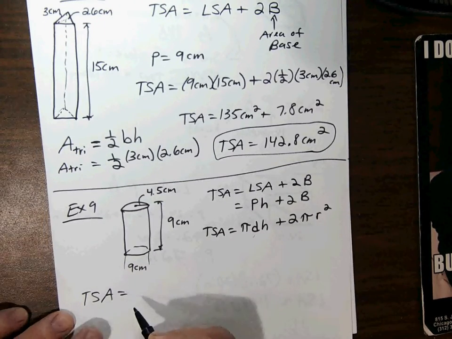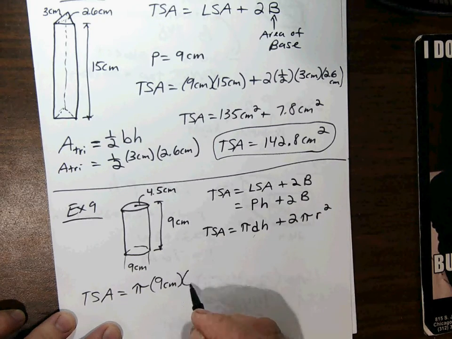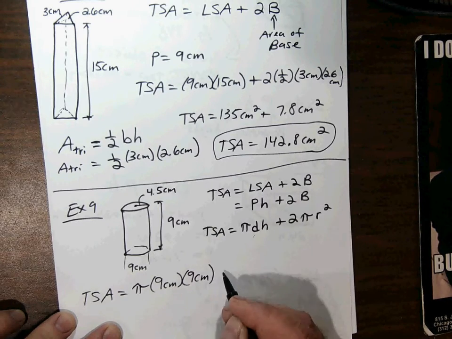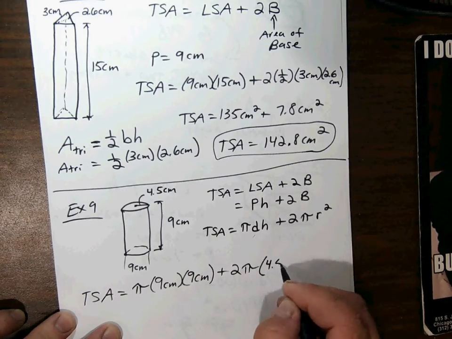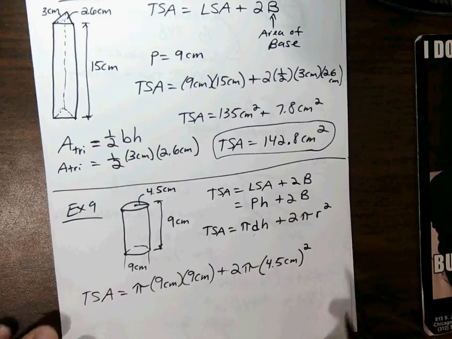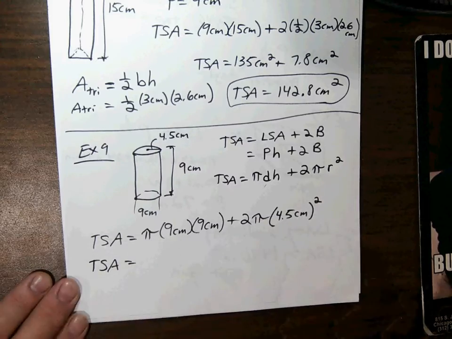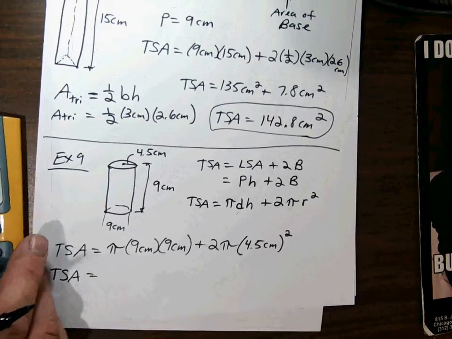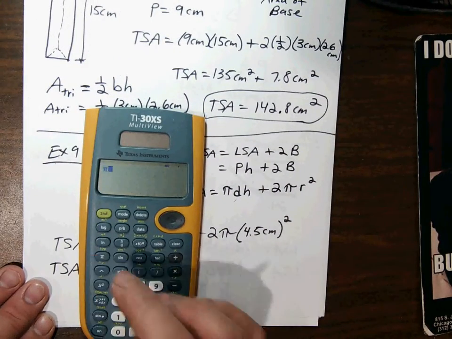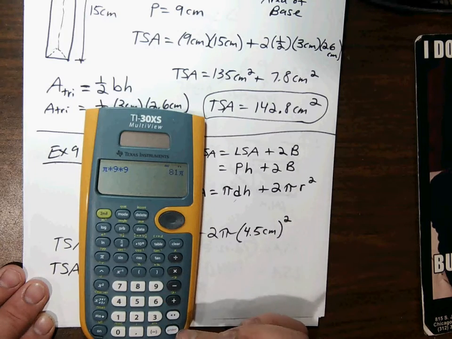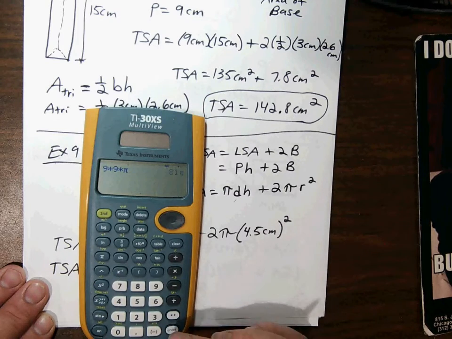Total surface area equals pi times diameter, which is 9 centimeters, times the height, which is 9 centimeters, plus 2 times pi times the radius squared, 4.5 centimeters squared. Okay? Again, with a sophisticated calculator, we could plug this whole thing in and hit the enter button. Let's piecemeal it a little bit here. Let's take pi times 9 times 9. So pi times 9 times 9 equals 81 pi. 9 times 9 times pi. How about if I do that?